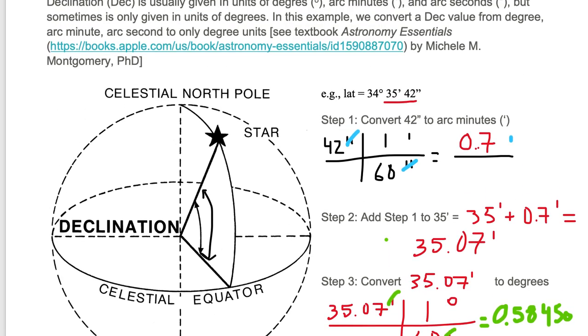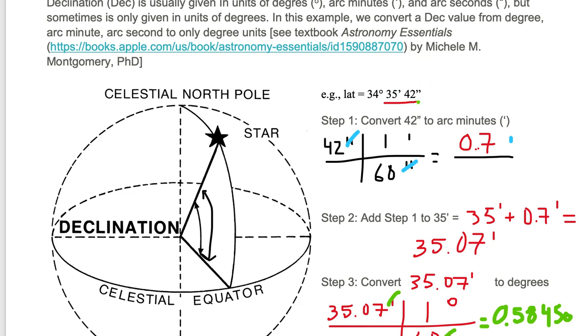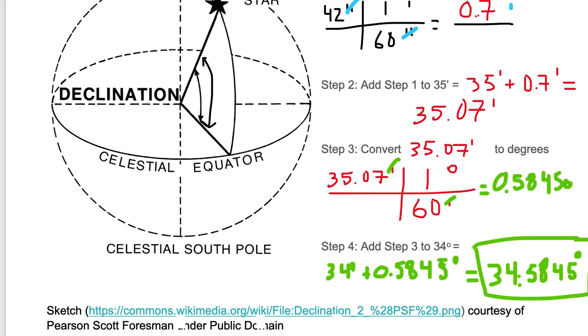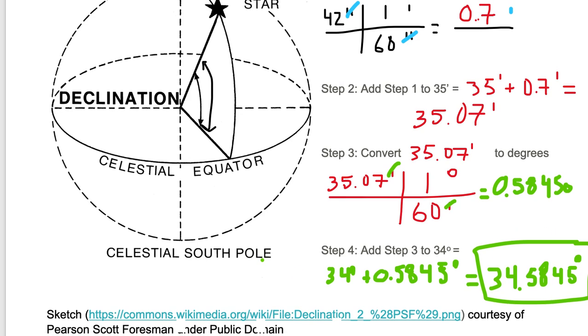Let's take a look at this. We know that 42 arc seconds is a really tiny angle. We know that an arc minute is larger than an arc second, but certainly much smaller than a degree. So we know that 35 arc minutes and 42 arc seconds can add only a bit to 34 degrees. So an answer of 34.5845 degrees, or roughly 34.5 degrees, seems reasonable. So I will box my answer, declare that as my answer.